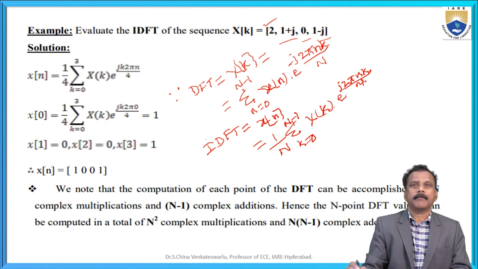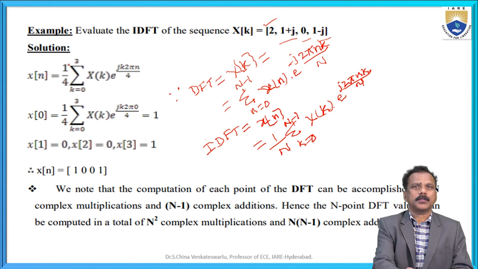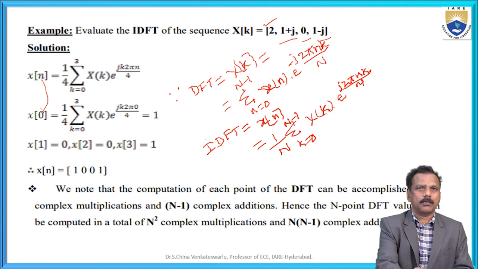So x of n is equal to 1 by N, the summation k equal to 0 to N minus 1, which is 3, of X of k e power j 2 pi n k by N with N equal to 4. Now we substitute the n value, starting with n equal to 0.